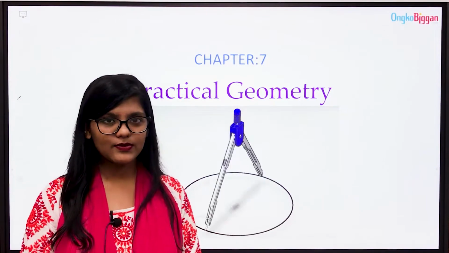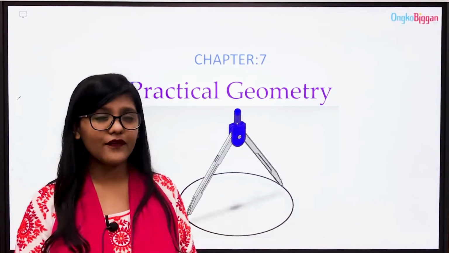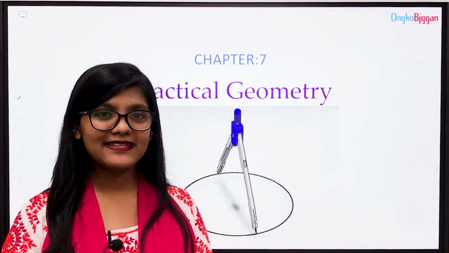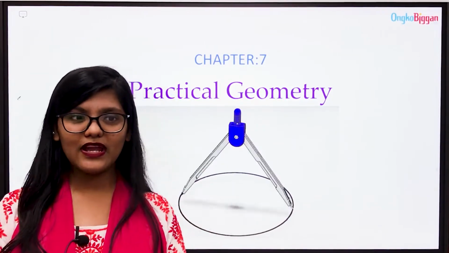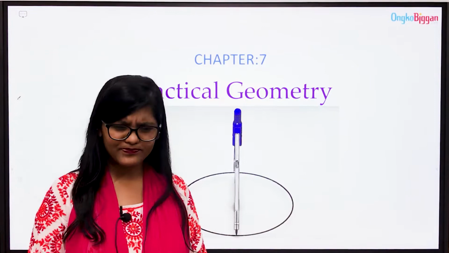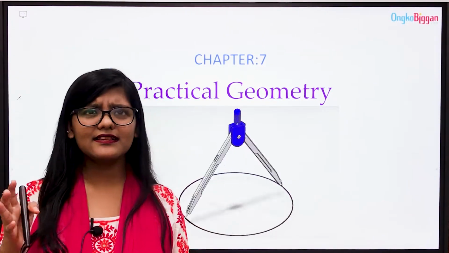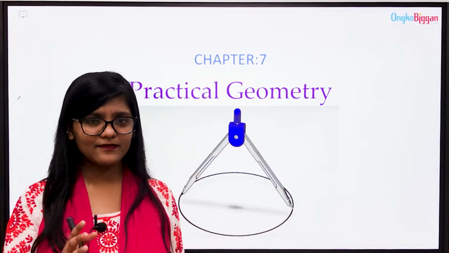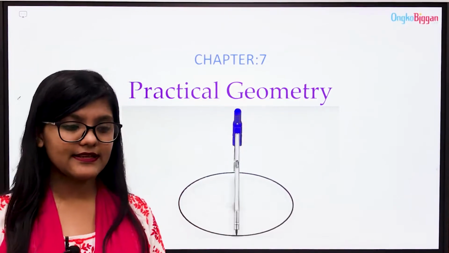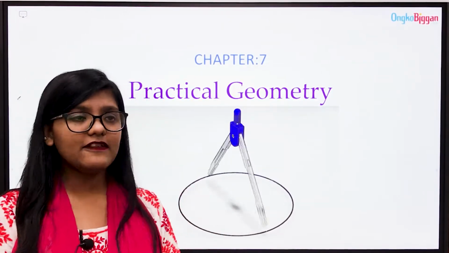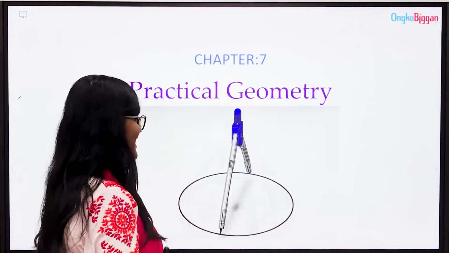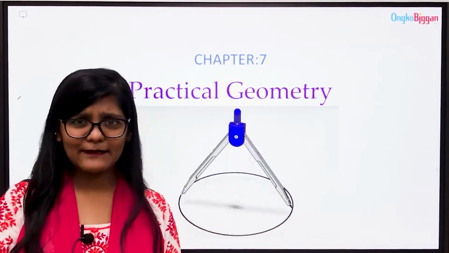So today we are going to start with the second chapter of our geometry. That means in chapter 6 we have started geometry, where we have talked about theoretical and proof type of things. But in the next chapter, that means in chapter 7, we are going to deal with practical geometry. That means this is a very interesting chapter.